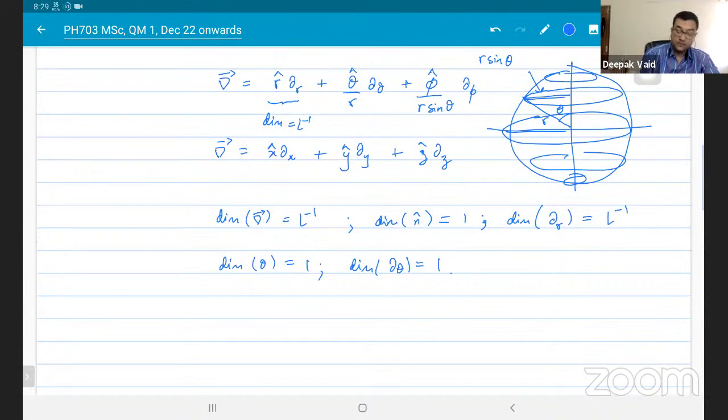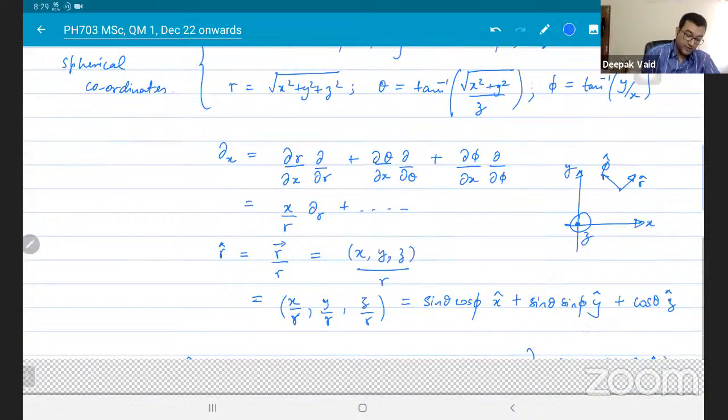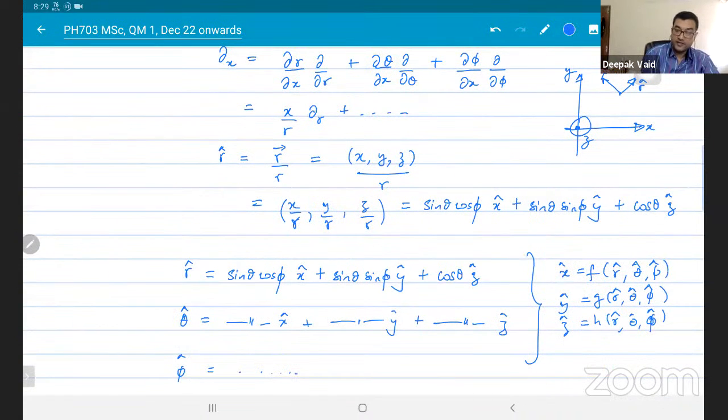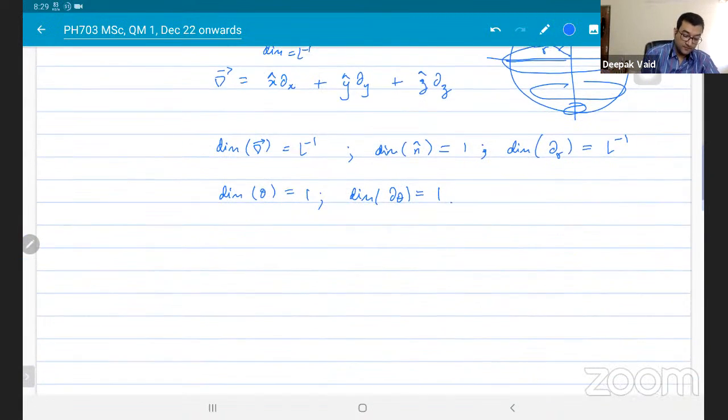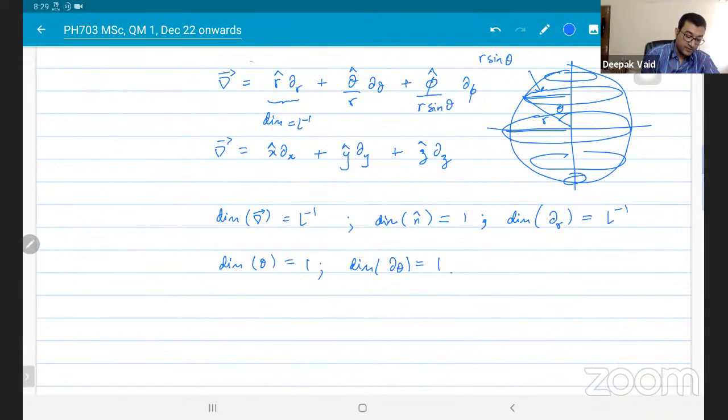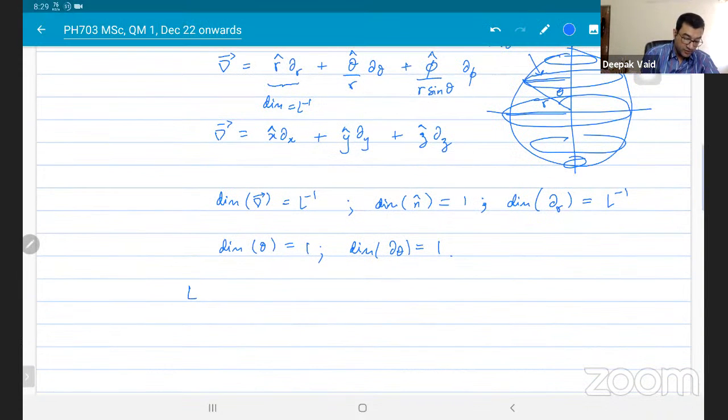But once you go through this very long and tedious calculation, you will get the same result. All right. So once we have this expression, we can quickly write down the angular momentum.